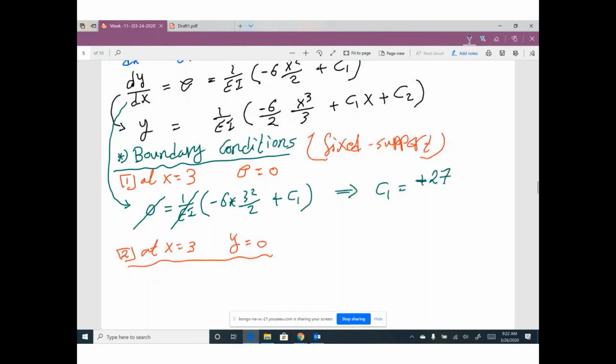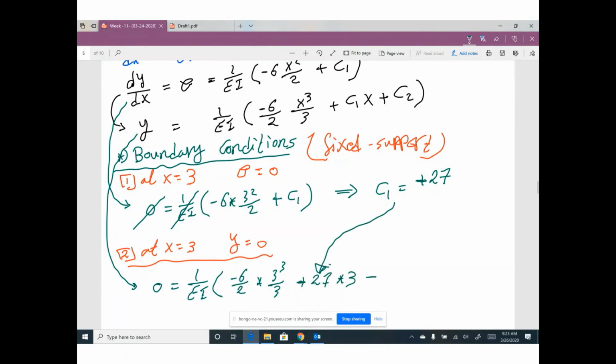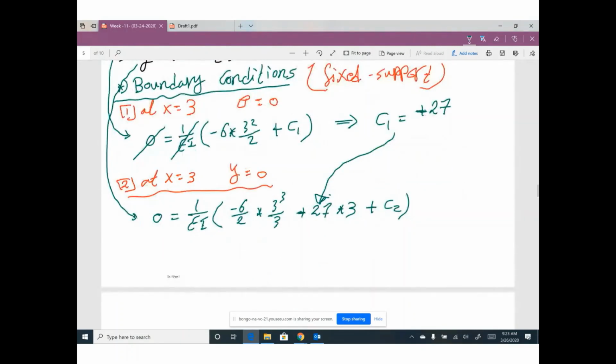Go ahead. And at x equals 3, y equals 0. So I will use this equation. Y equals 0 equals 1 over EI, negative 6 divided by 2 times 3 cubed divided by 3, plus C1, which is 27, times 3, plus C2. I think 1 over EI will be cancelled by 0. The only unknown in this equation is C2. So I can figure out the value of C2 with a calculator. We have negative 3 times 27 divided by 3 plus 27 times 3. Your value will be negative 54.